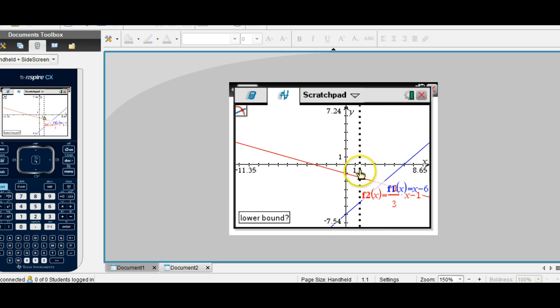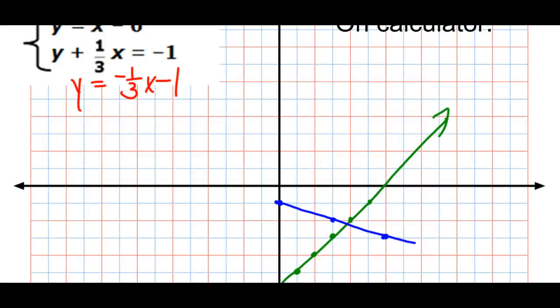You'll notice this comes up, and it's asking you for the lower boundary. It says, where do you want me to start looking? We'll start looking right here. And then as I drag it across, it goes and finds that point of intersection. There's the point of intersection right there at 3.75 and negative 2.25. That looks like about the same spot as our intersection here.